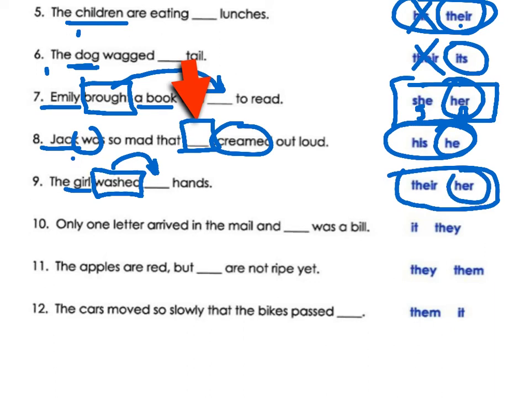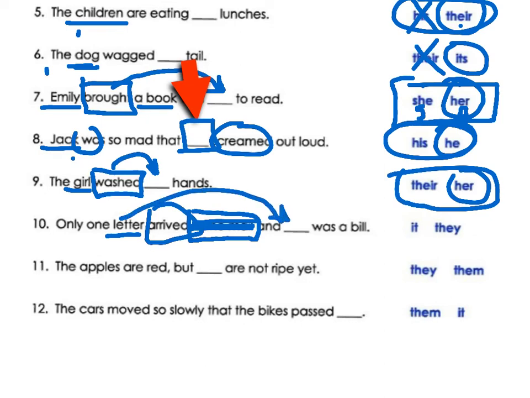Number 10, only one letter arrived in the mail and blank was a bill. What do we have as far as nouns go? We've got a letter. In the mail, when you come across a prepositional phrase in the sentence, just cross it out because it will confuse you. Only one letter arrived and blank was a bill. So arrived is the verb.